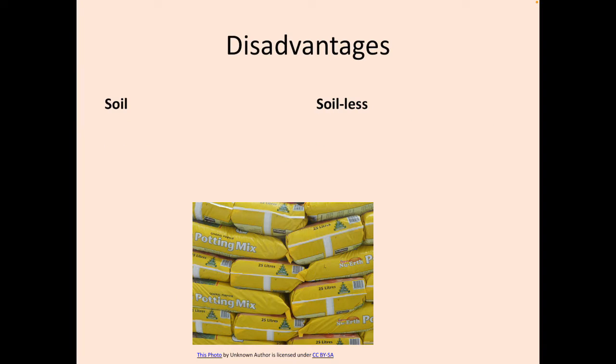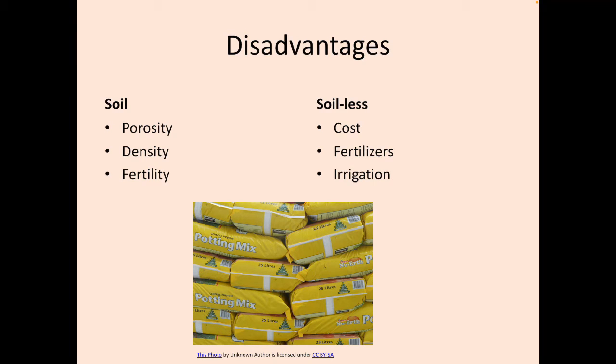They also all have disadvantages. Soil tends to have less porosity. It tends to be more dense. Tends to have varying fertility levels. Soilless medias are very not cost effective. You need to add fertilizers to them. You probably need to add some irrigation for that.